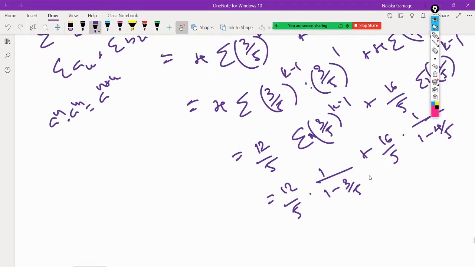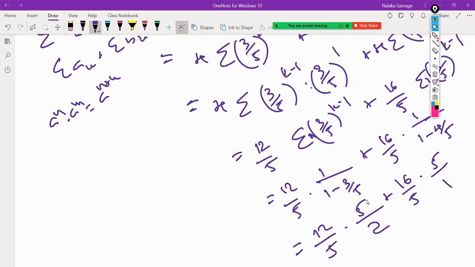Okay. So then 5 is the common denominator. 12 divided by 5, that common denominator goes up. 5 divided by 5 minus 3 is 2. Plus 16 divided by 5. 5 is a common denominator. 5 minus 4 is 1.